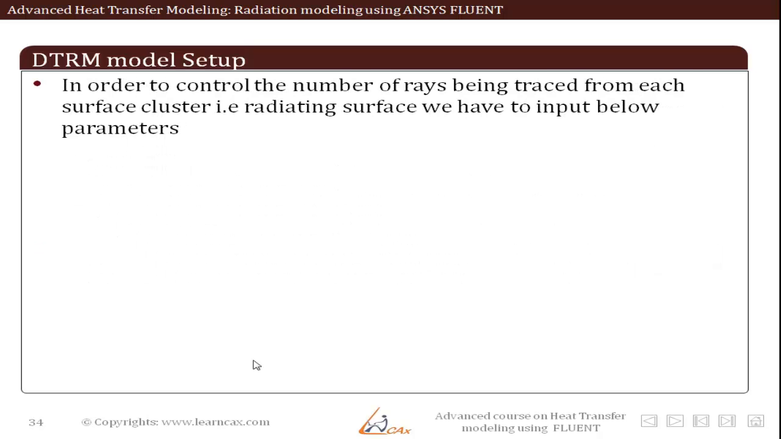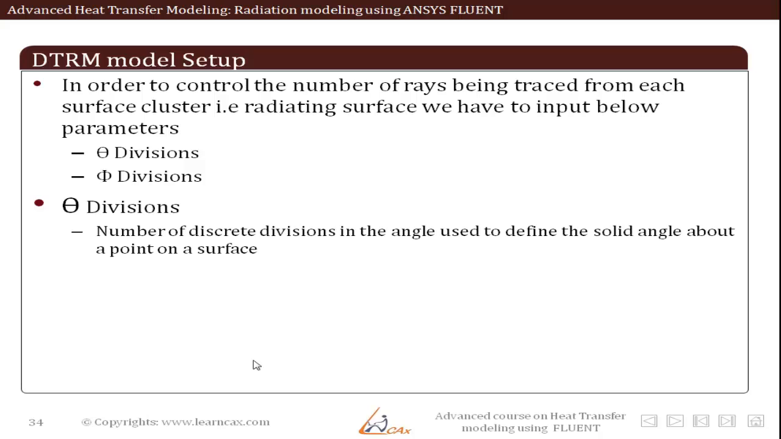We have to decide how many surfaces participate in radiation by setting the number of surface clusters. But we still can input or control the number of rays which are being traced from each surface cluster. For that, control parameters are theta and phi divisions. The theta division is the number of discrete divisions in the angle used to define the solid angle about a point on a surface. The default setting is 1, which means there is one ray traced from the surface.